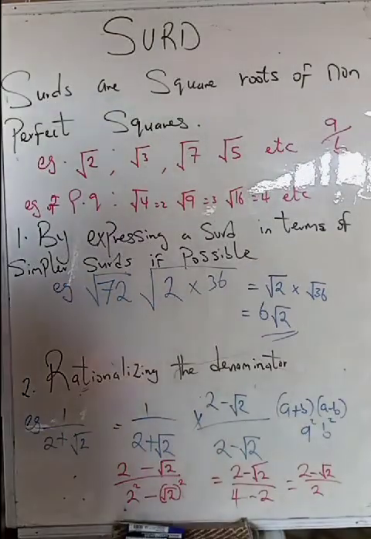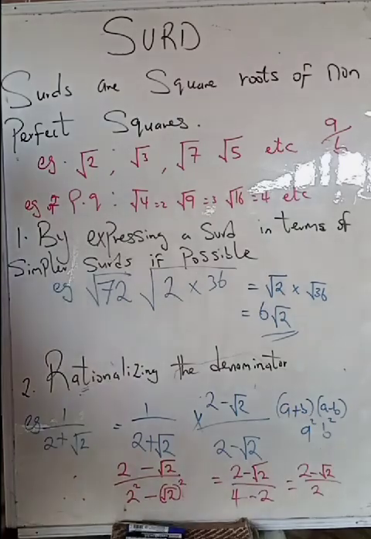So today we are going to be looking at surds. Surds are square roots of non-perfect squares. Surds are square roots of what? Non-perfect squares. What is a non-perfect square? You want to ask yourself, what is a non-perfect square?